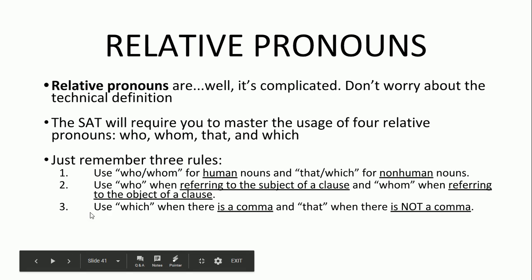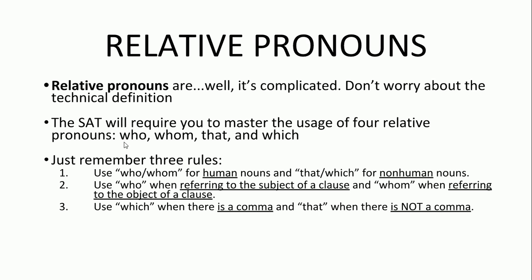Rule number 3 governs the distinction between that and which. You use which when there is a comma in the sentence, and you use that when there's not a comma. So these are pretty simple. At this point, students should be fairly confident about what a subject and object are, so none of these should be too bad. Everybody always freaks out about who versus whom. It's not that scary, as we'll see in a second.